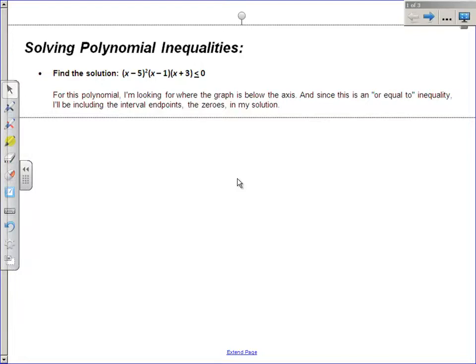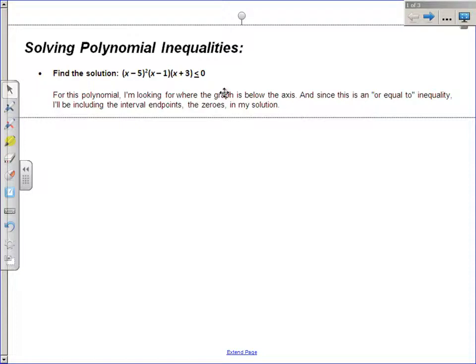Hello everybody. We're going to solve some polynomial inequalities today, and I've got this example that is a factored quartic. That would be an x to the fourth if I multiplied it out. What we want to find out is all values of x that make this less than or equal to 0. And so I've got this written out here. I'm looking for where the graph is below the x-axis.